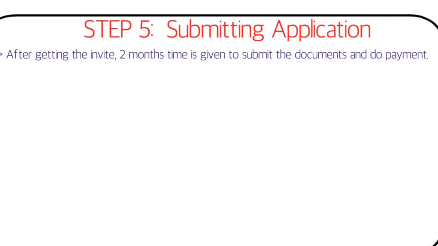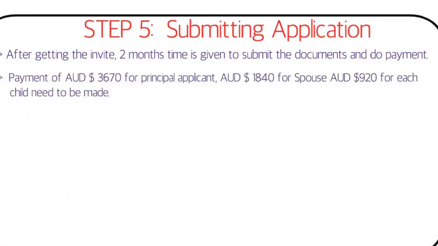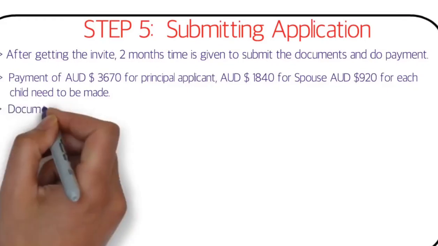So payment of around 3,670 Australian dollars is required for the primary applicant. Half of that is for the spouse, and one quarter of the primary applicant's amount is for each child.